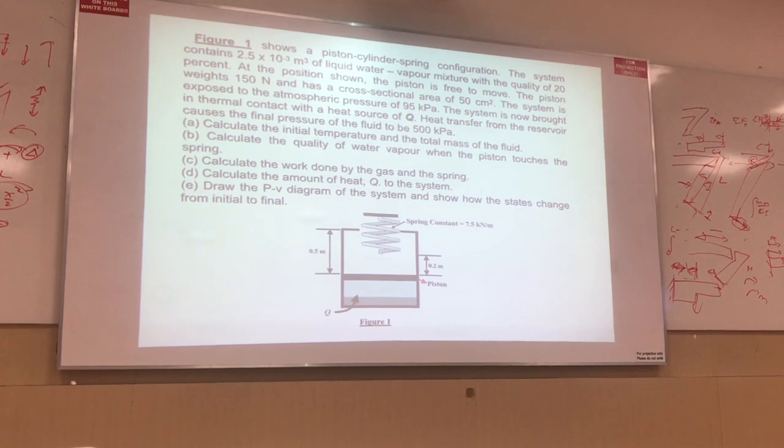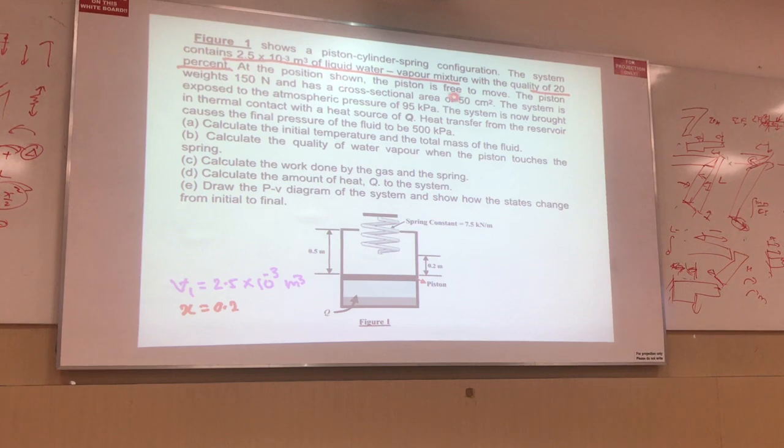Figure 1 shows a piston cylinder spring arrangement. The system contains, initial volume V1, 2.5 times 10 power minus 3 meter cube of liquid water and vapor, with a quality of 20%. That means X is 0.2. Okay, fine. Initial state I know.